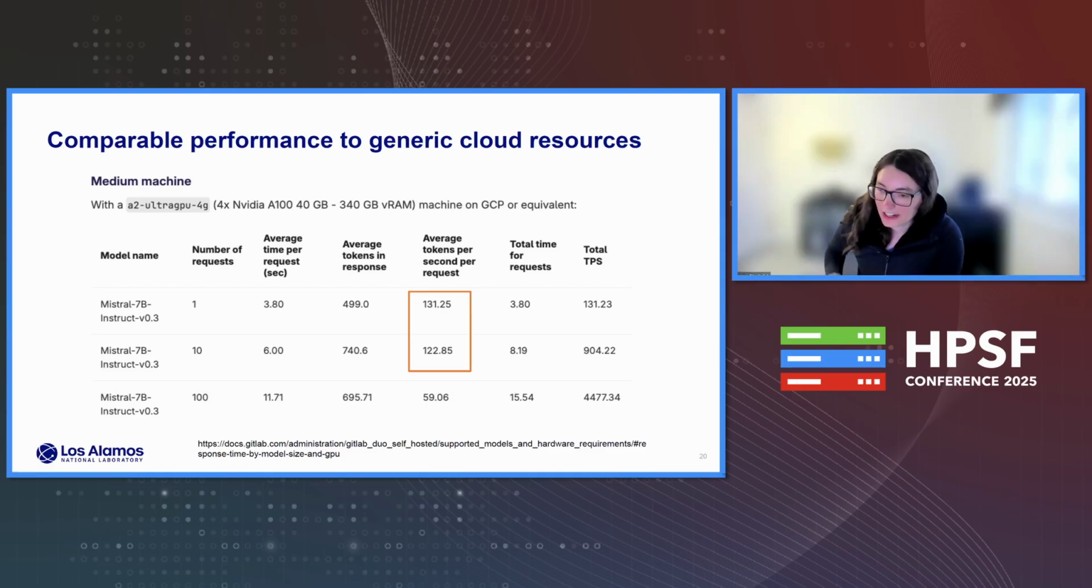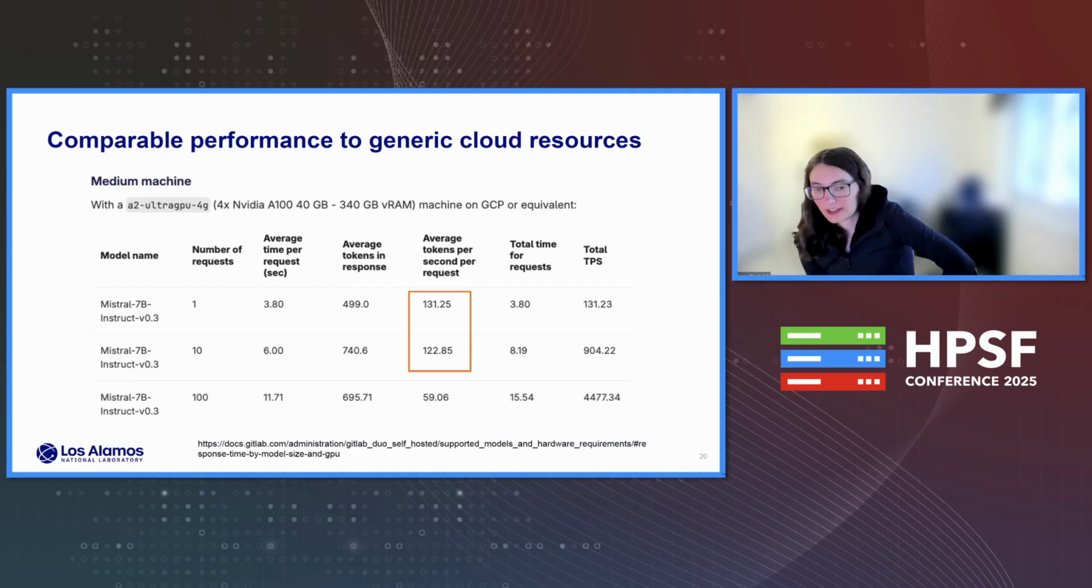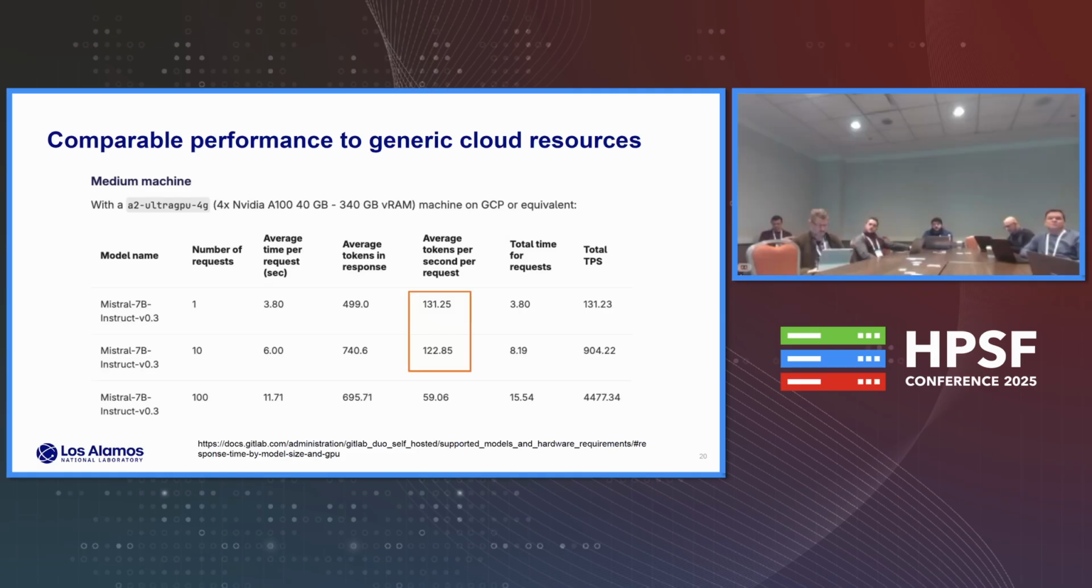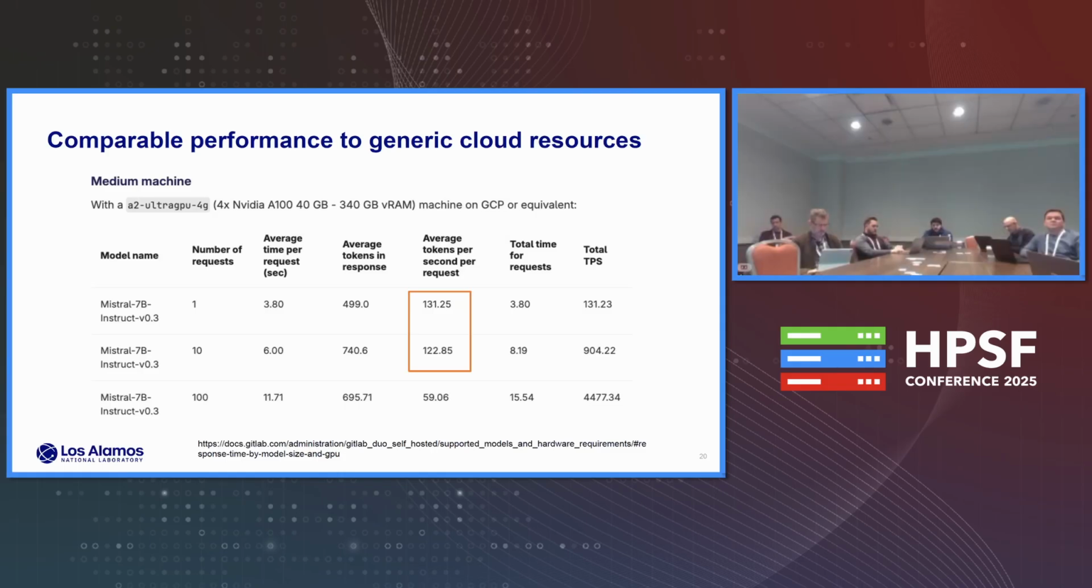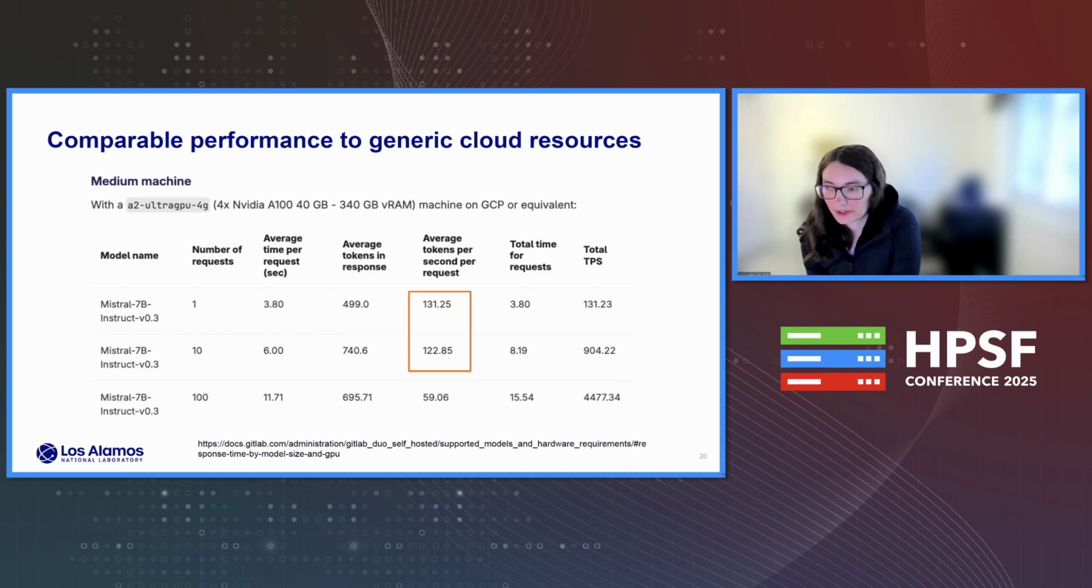I don't have the numbers on the slide, but I can tell you that the average tokens per second per request, which is a common benchmarking metric, were very similar. In fact, even slightly better than these generic cloud resources, maybe in the 140, 160, up to 200 range, depending on the request.